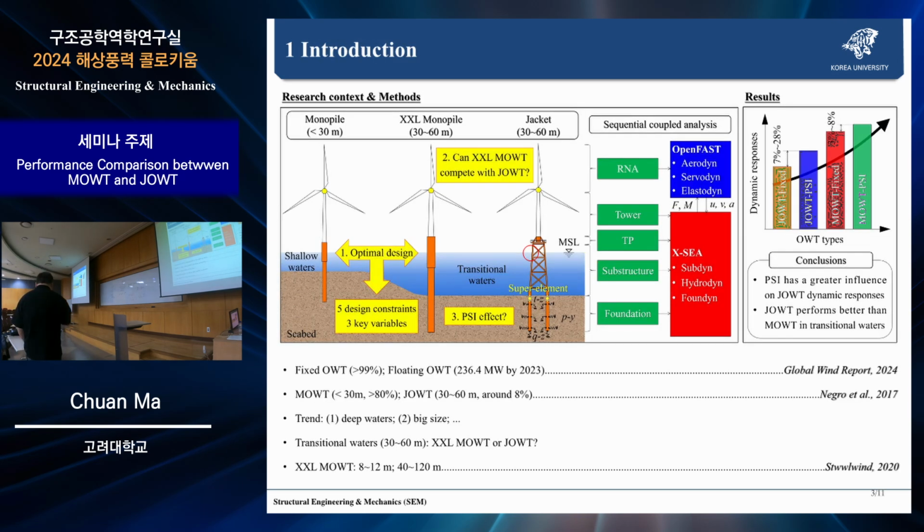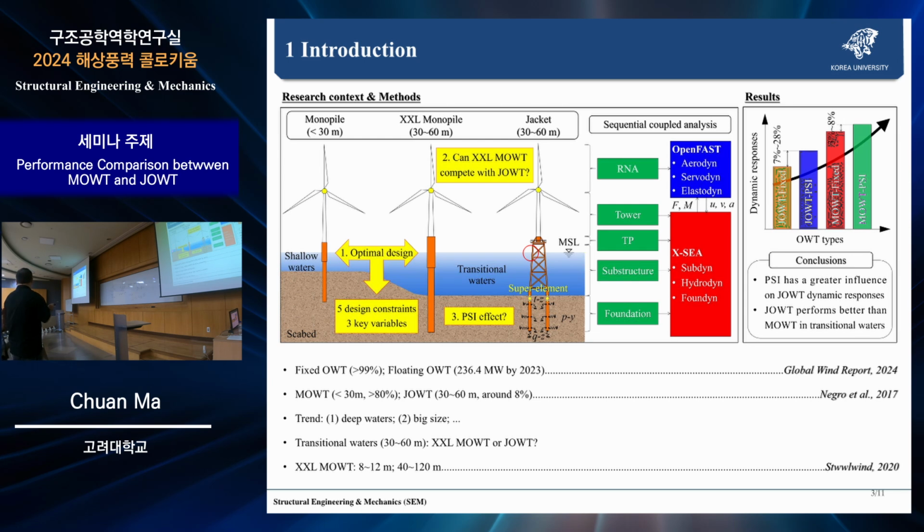As we all know, offshore wind turbines can be divided into the fixed mode and the floating mode. According to the global wind report, by the end of 2023, the installed capacity of floating offshore wind turbines is only around 236 megawatts. Most offshore wind turbines are the fixed type, accounting for over 99%. So today, our research mainly focuses on the fixed type.